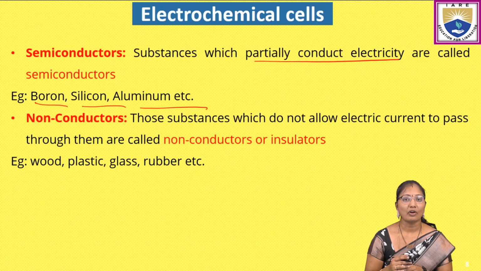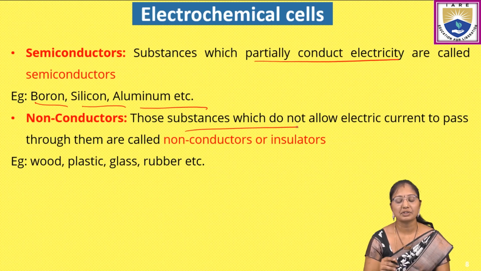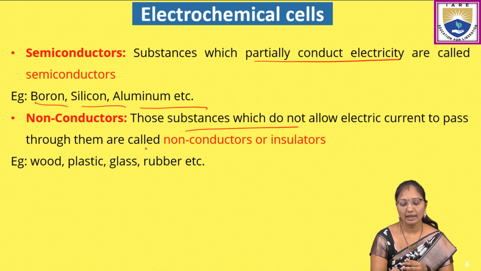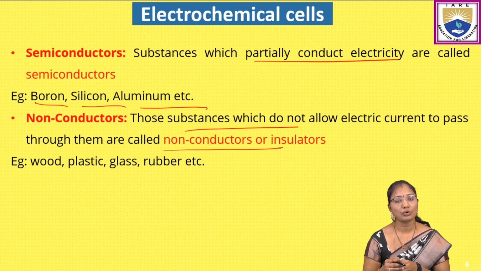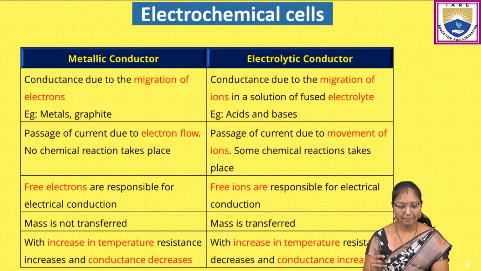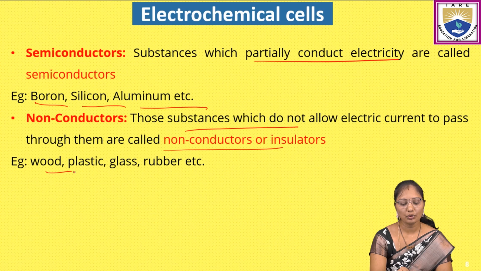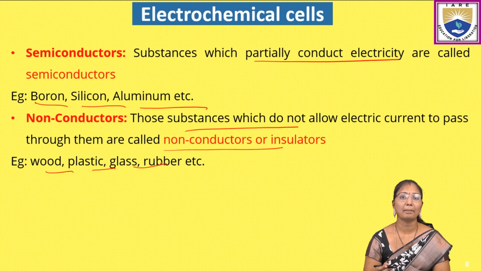The next is the non-conductors. These are the substances which do not allow electric current to pass through. No electrons, no flow of current. So they are called non-conductors, also called insulators. Examples: wood, plastic, glass, rubber, etc. come under this insulator or non-conductors category.